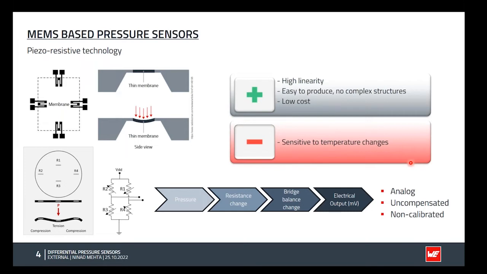Some benefits of this piezoresistive technology are that the output characteristic is highly linear because of the resistors, and it is easy to produce, and there is no complex structure inside, so it is also not so costly in terms of production. A disadvantage is that piezoresistive technology is very sensitive to temperature changes. So if the temperature changes, then the output may also change.